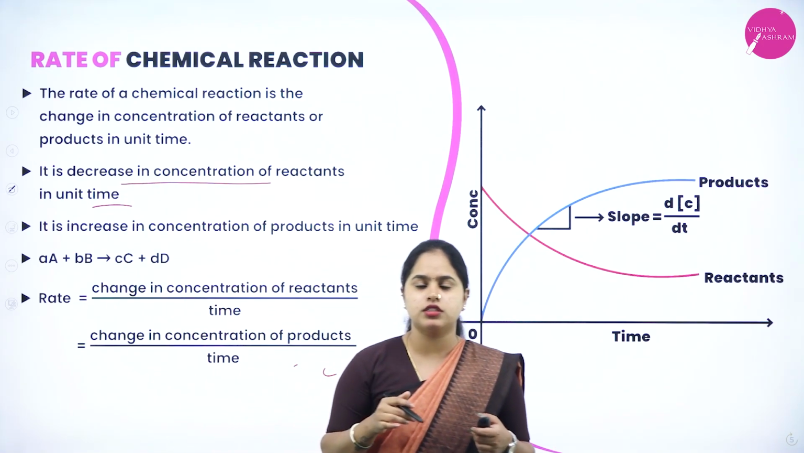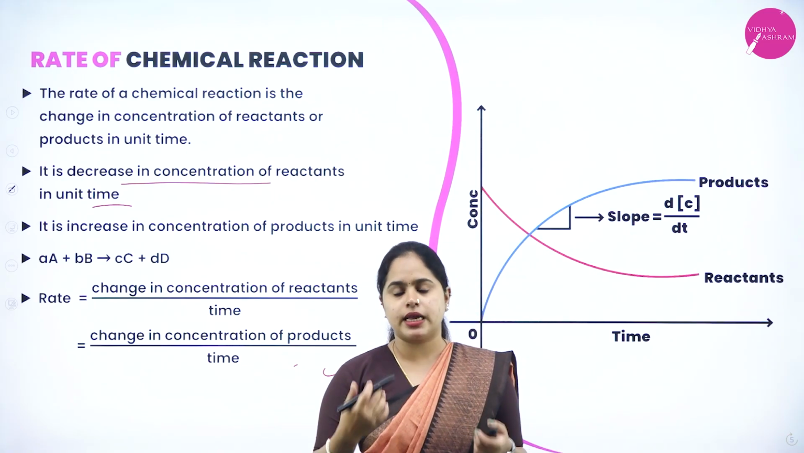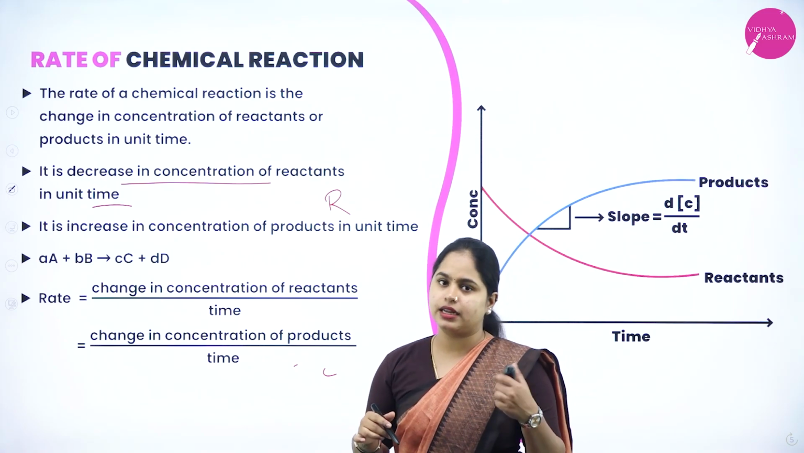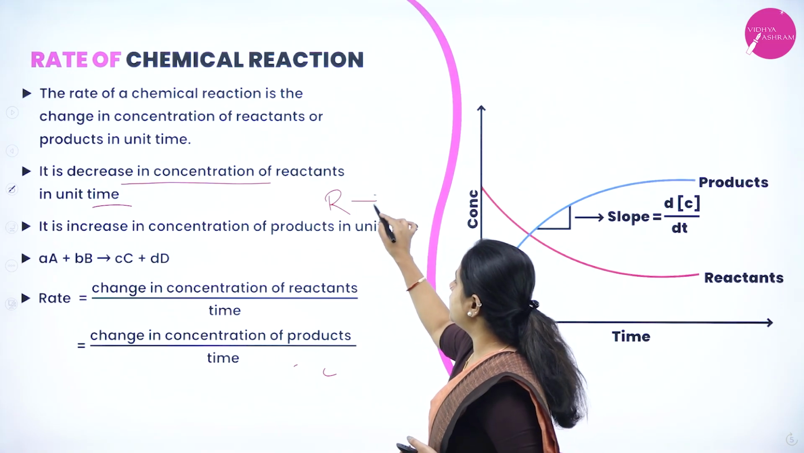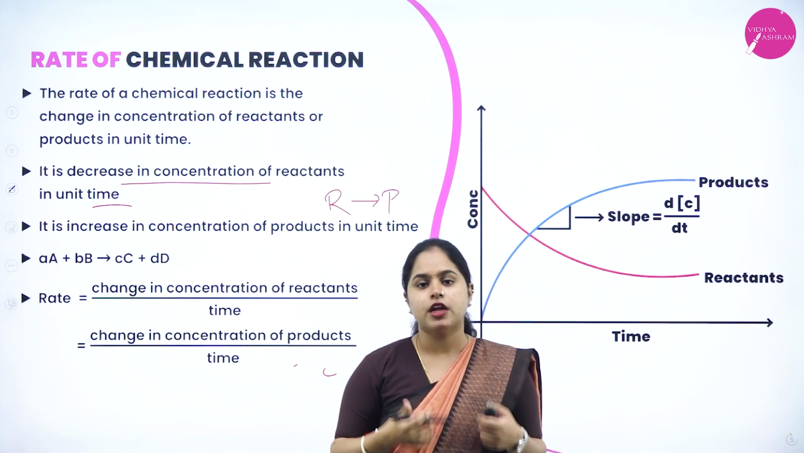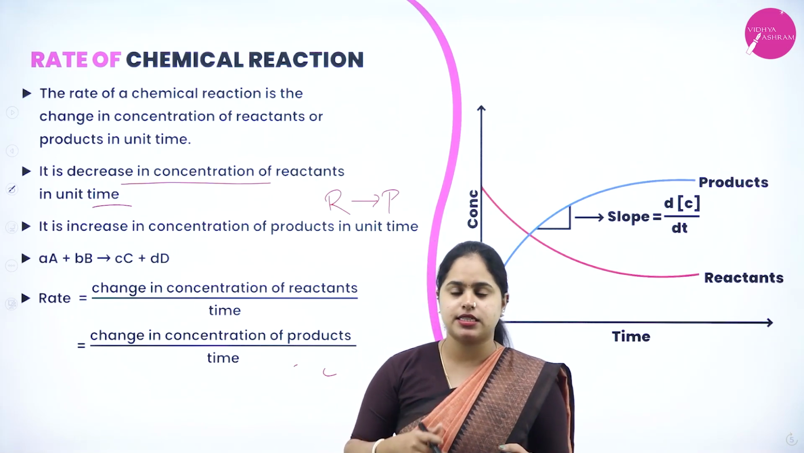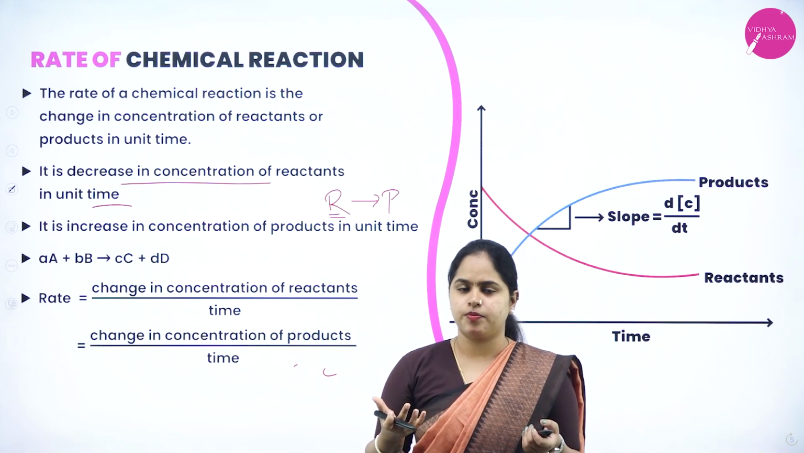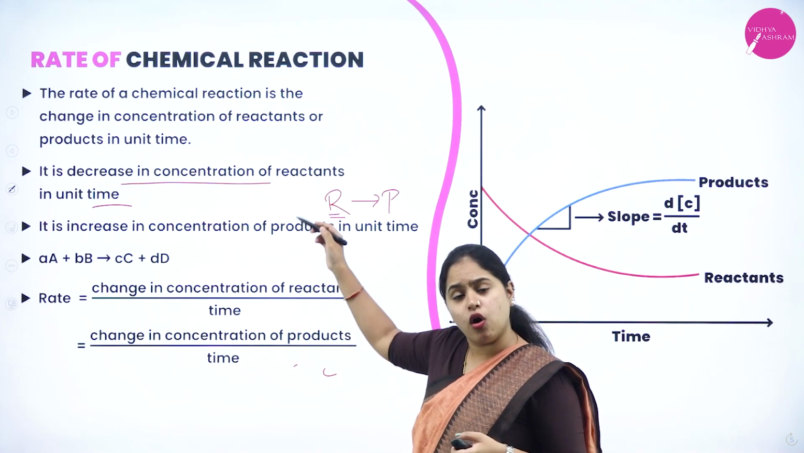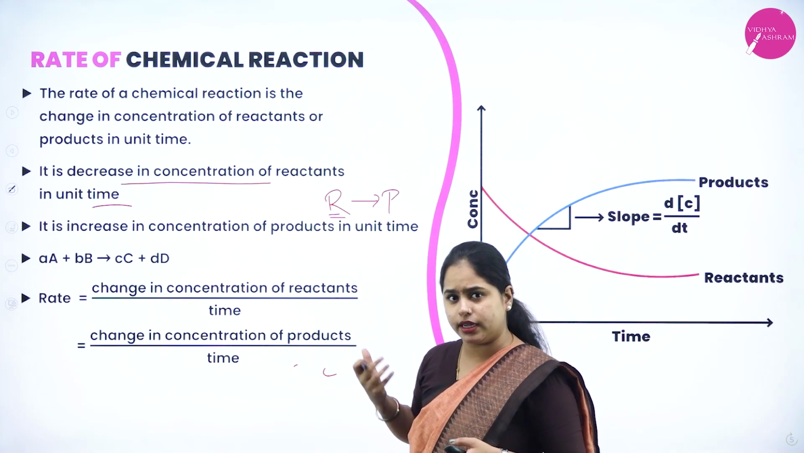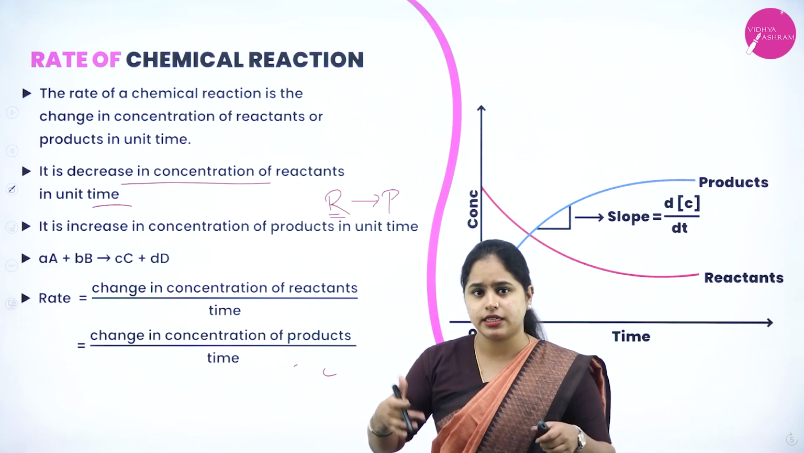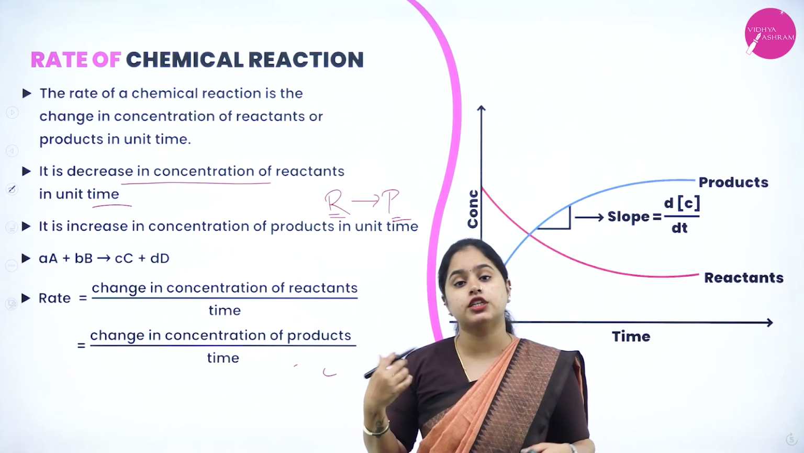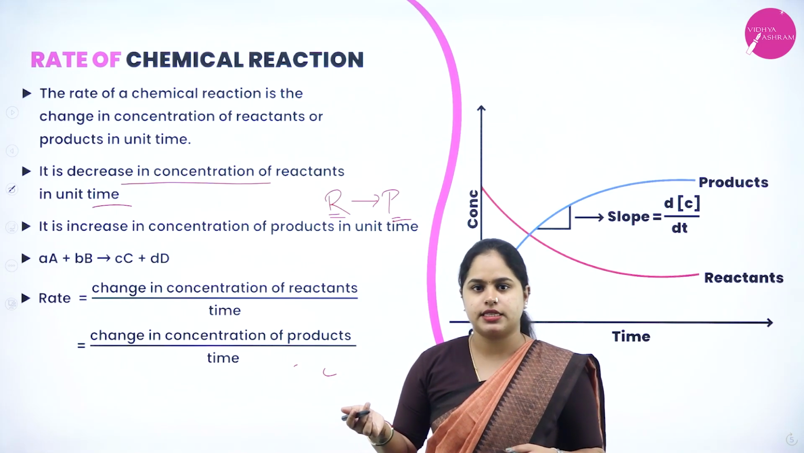Why decrease in concentration? As time proceeds, what happens? For example, let's say there is a reactant R, and finally it will form a product P. Initially, when the reactant is starting, there will be a particular concentration of the reactant. Then the concentration of reactants keeps on decreasing, because it is getting consumed in the reaction. And finally, what will be increasing? The concentration of products will be increasing, right?